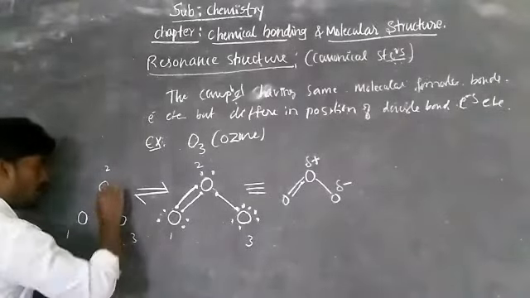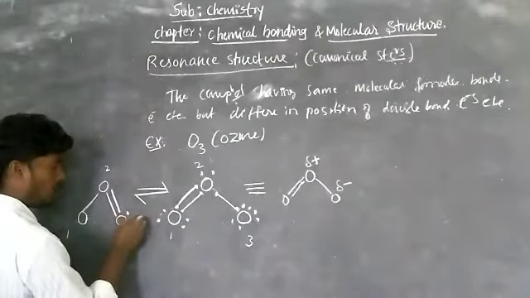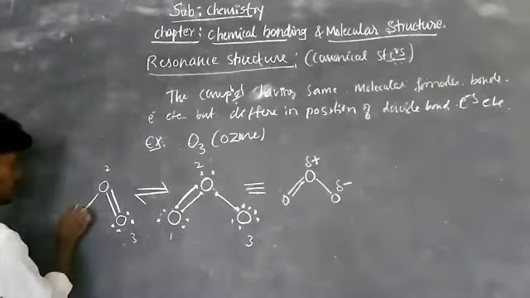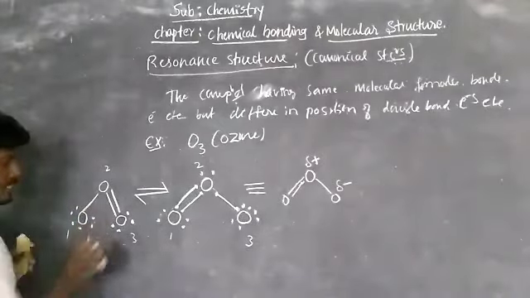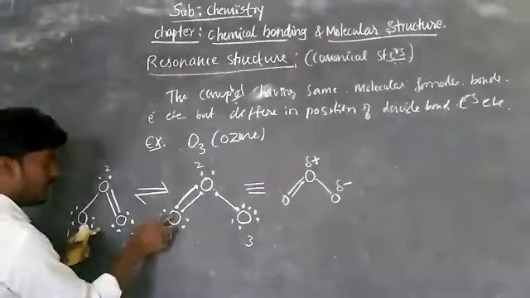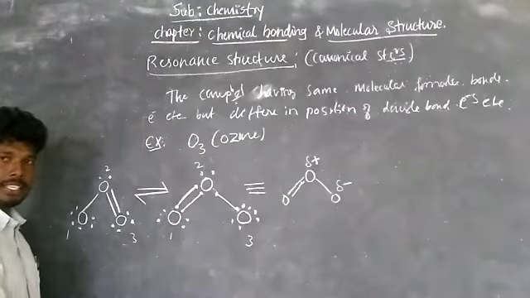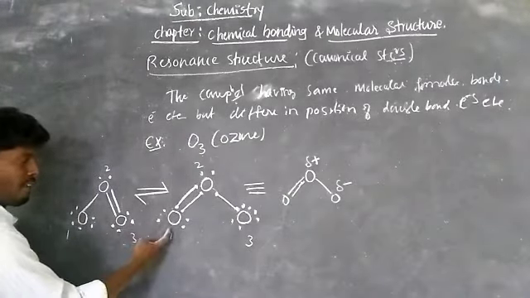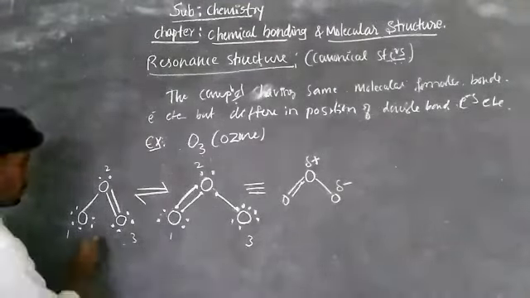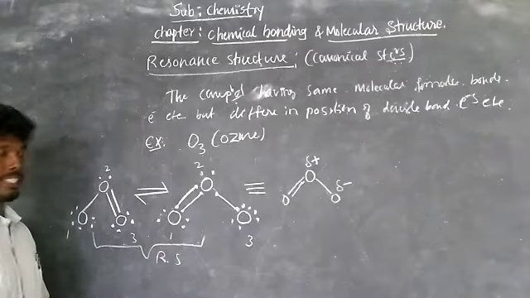Now write the double bond here, single bond here. Now the double bonded oxygen contains how many electrons? 4 electrons. The single bonded oxygen contains 6 electrons: 1, 2, 3, 4, 5, 6. The second oxygen contains only 2 electrons. Now observe, between these two, the number of electrons and bond positions change from oxygen 1, 2 and 3, but looking at both, they are the same. These two we call resonance structures. Resonance structures are canonical structures.